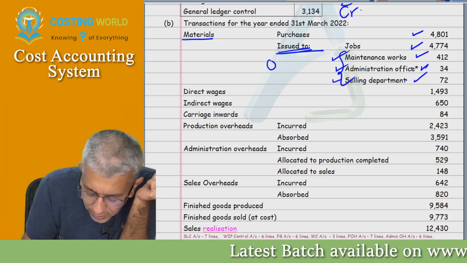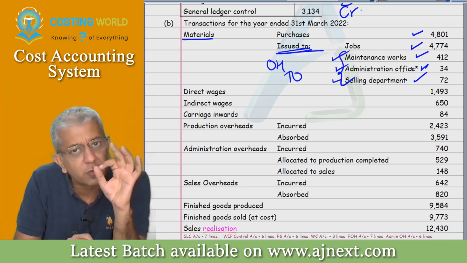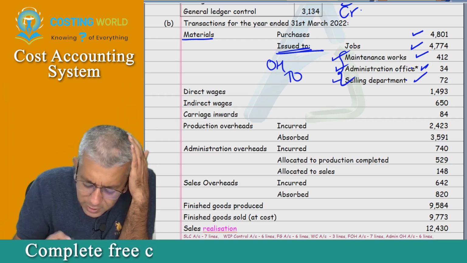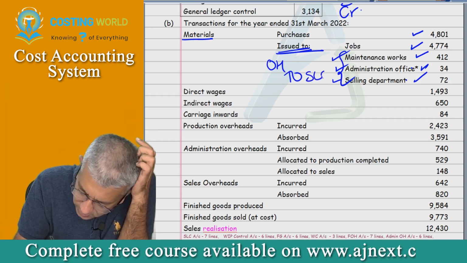Okay, so therefore you all write down the entry. One common entry, although we'll be passing three entries for that. But one common entry you all can write down in a book. Respective overheads account debit to SLC.